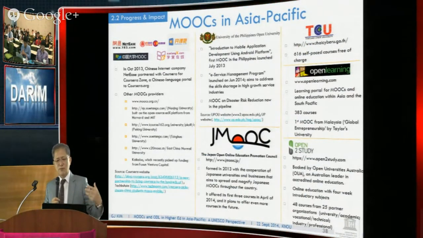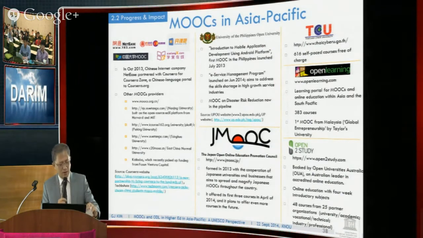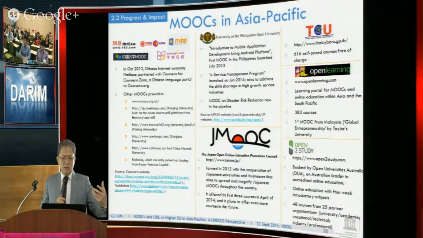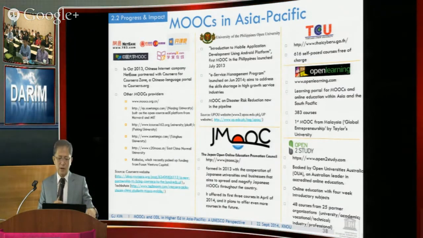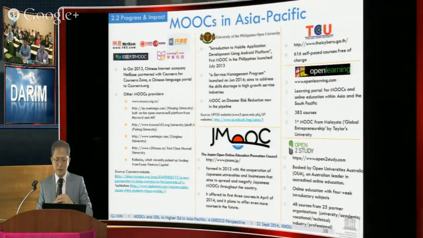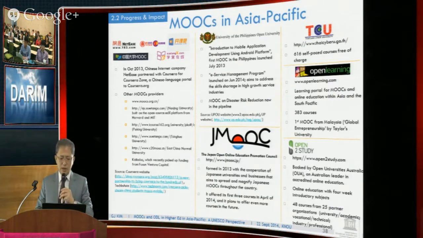I checked this before I left for Bangkok, and I forgot the name, Soam something. I don't know what it means in Hindi. So these gigantic countries are now coming into this area called the MOOCs. As I said, in the case of the Philippines, I understand they developed their own platform. So we see some very recent initiatives, including Thailand, Malaysia, and Japan.